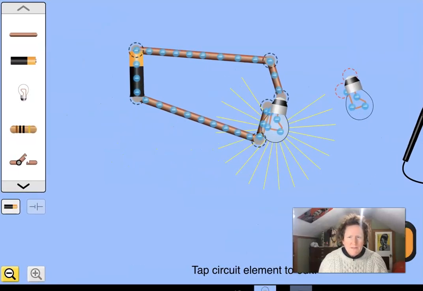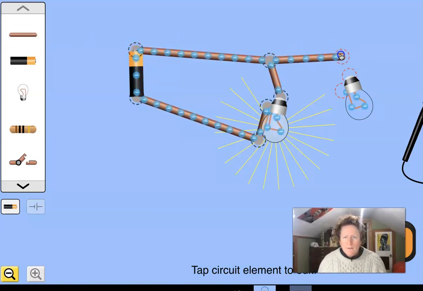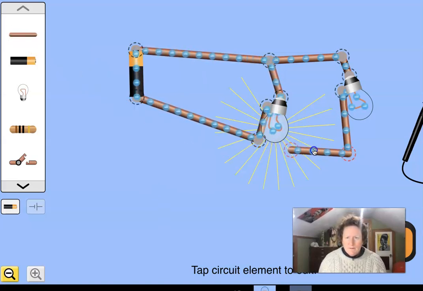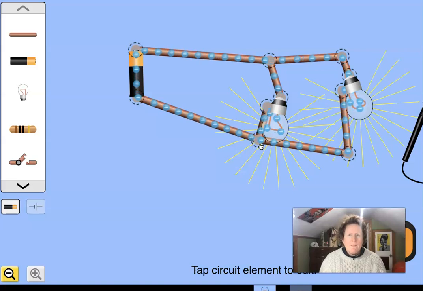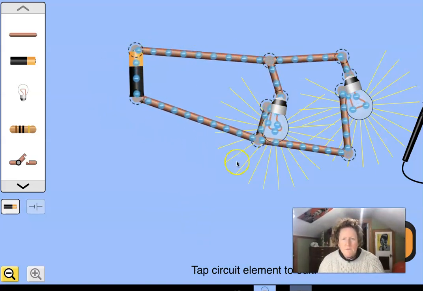I'm grabbing my parts and pieces of the circuit from here. If I want a wire, I just grab the wire and I plug it in here. And I'm going to grab another one and make a square here. Grab another one. So it's just easier to see how this is parallel. So there's two different circuits here. You can go around the inside loop if you're an electron, or you can go around the outside loop.